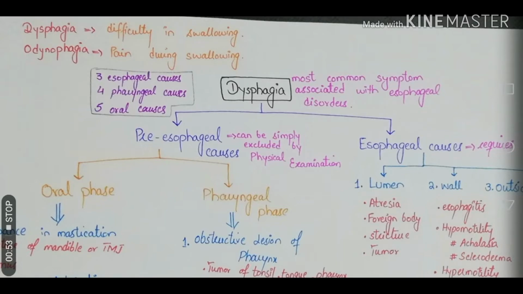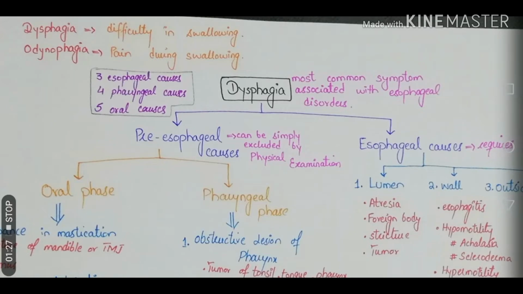Odynophagia is the pain that is caused by esophagitis or carcinoma. But for dysphagia, that is difficulty, there are a number of pathologies. As you can see, I have highlighted in a box that there are 3 esophageal causes, 4 pharyngeal causes, and 5 oral causes. Now, why have I written esophageal, pharyngeal, and oral causes? These are actually 3 phases of the process of swallowing, which become the causative points for dysphagia.